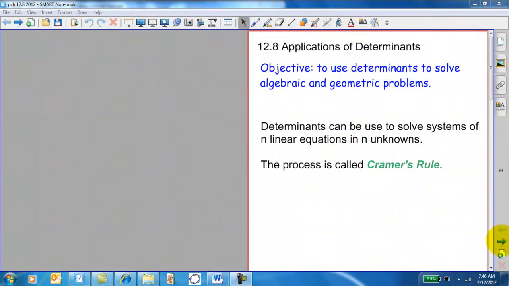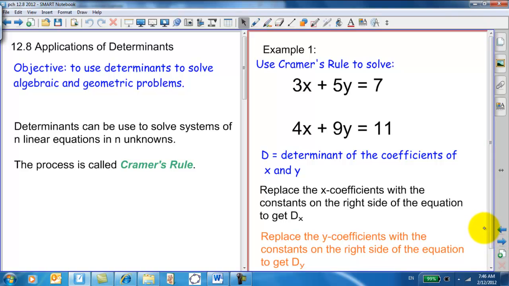Hello, pre-calc honors students. Here we are at 12.8, Applications of Determinants. We're going to use these to solve algebraic and geometric problems. First, the idea of Cramer's rule. It can be used to solve n equations in n unknowns.